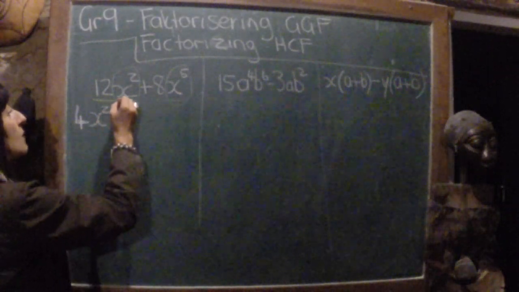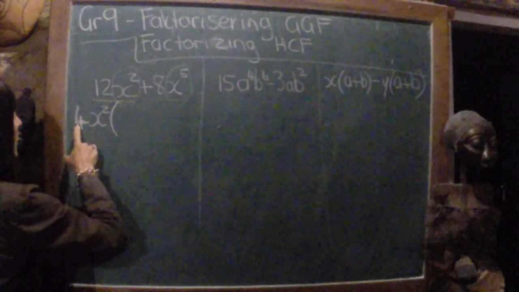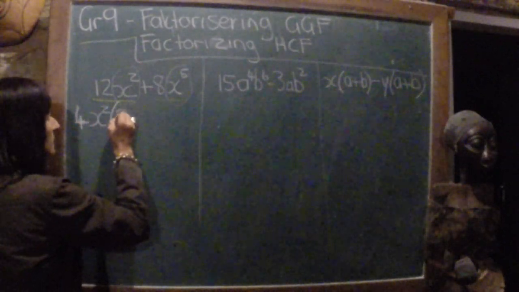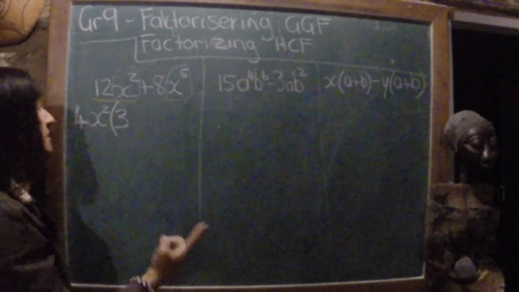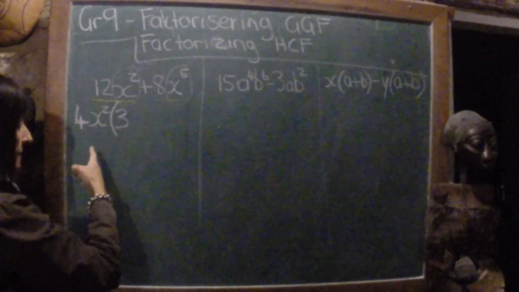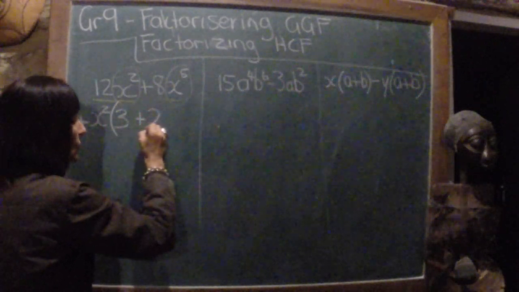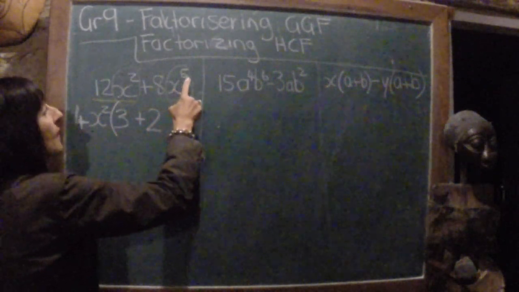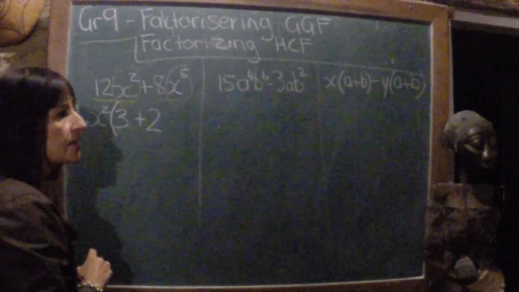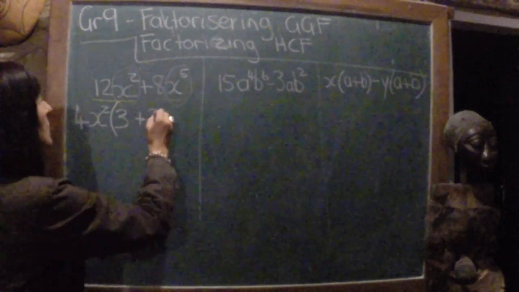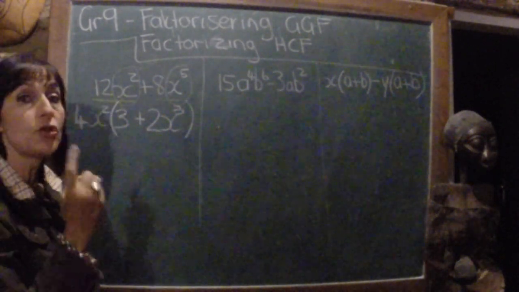Wanneer jy hom uitgehaal het, dan maak jy dadelik 'n hakie. Make a bracket. Now you ask yourself, 12 divided by 4 gives me 3. X squared divided by x squared gives me 1, so it's only 3. 3 times 1 is 3. Plus 8 divided by 4 gives me 2. X to the power of 5 divided by x squared. How many x's are left if I took 2 out? 3 of them. And I'm done. I factorized.